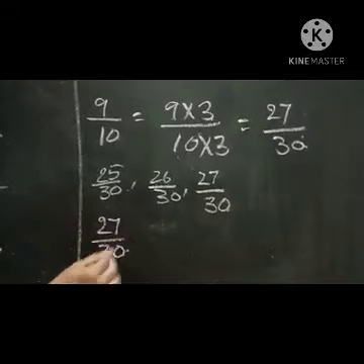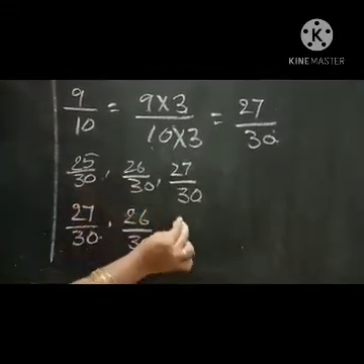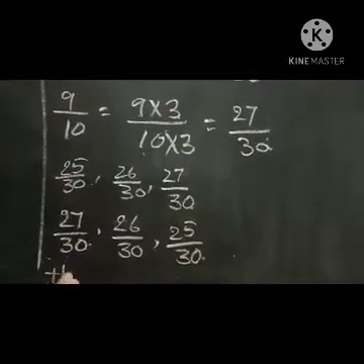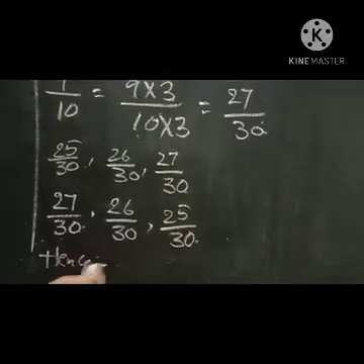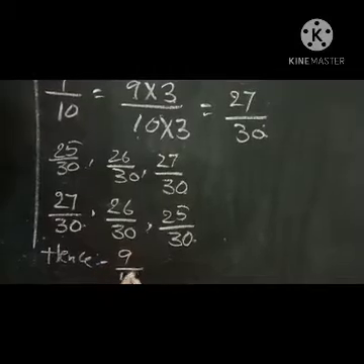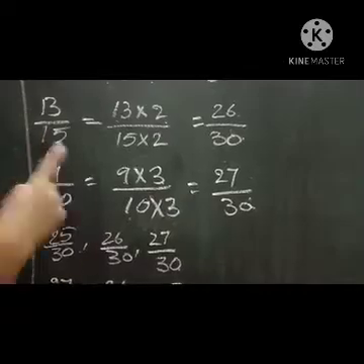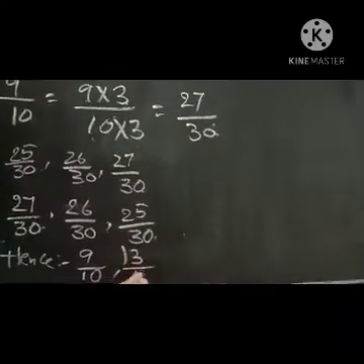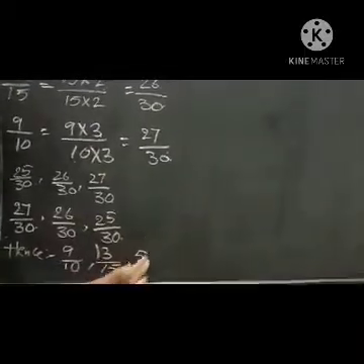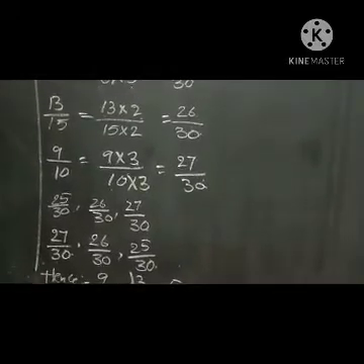So 27 by 30, next 26 by 30, next 25 by 30. Hence, 27 by 30 comes from which number? 27 by 30 comes from 9 by 10. Now right here, 9 by 10. Next, 26 by 30 comes from 13 by 15. 13 by 15. Next, which number is there? 5 by 6. This is the descending order. Descending order means big number to small number.